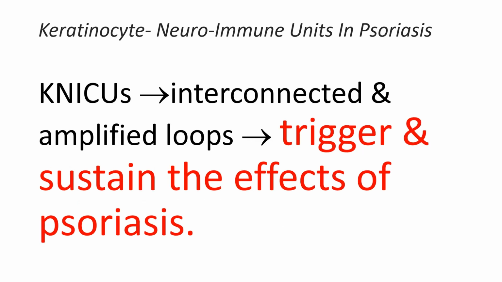And these keratinocytes neuro-immune cell units result from the interaction between stimulated epidermal keratinocytes, neural elements, immune cells, and the skin microbiota, forming a complex network of interactions. Many of these units come together to form interconnected and amplified loops, thus acting as a collective force to trigger and maintain the effects of psoriasis.